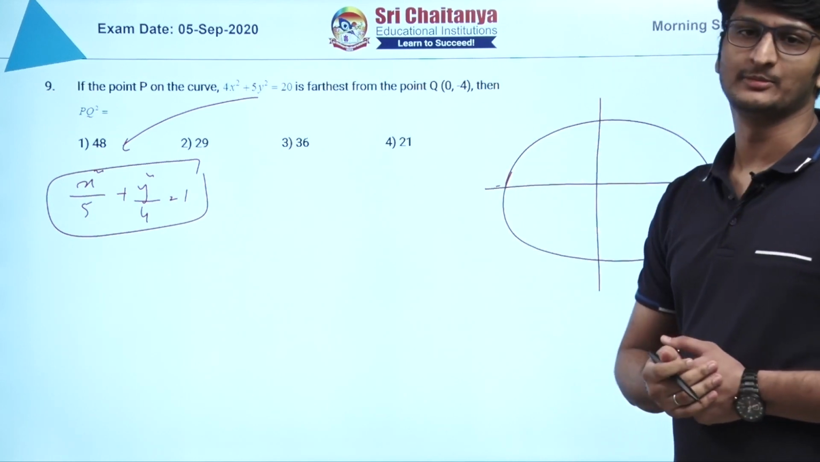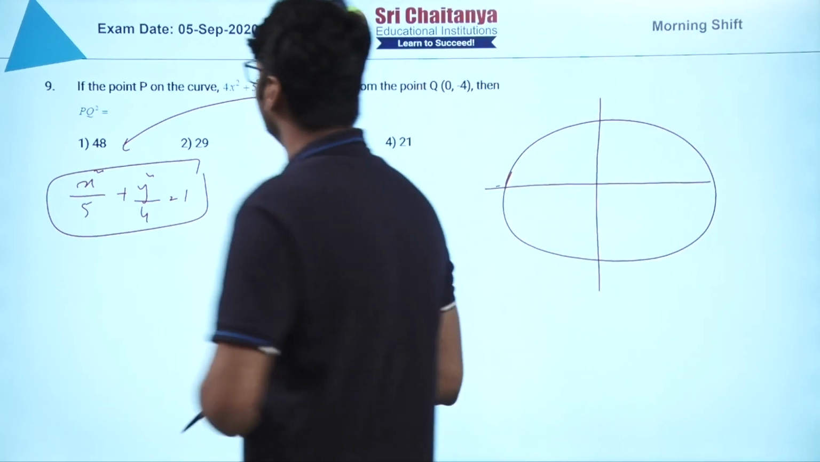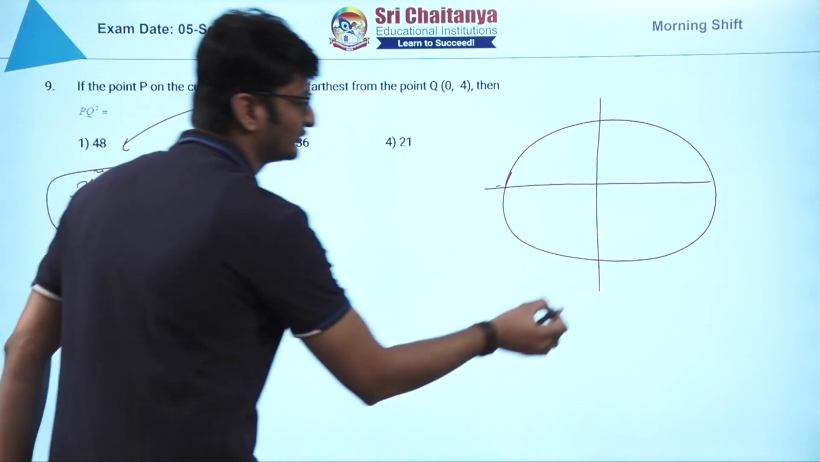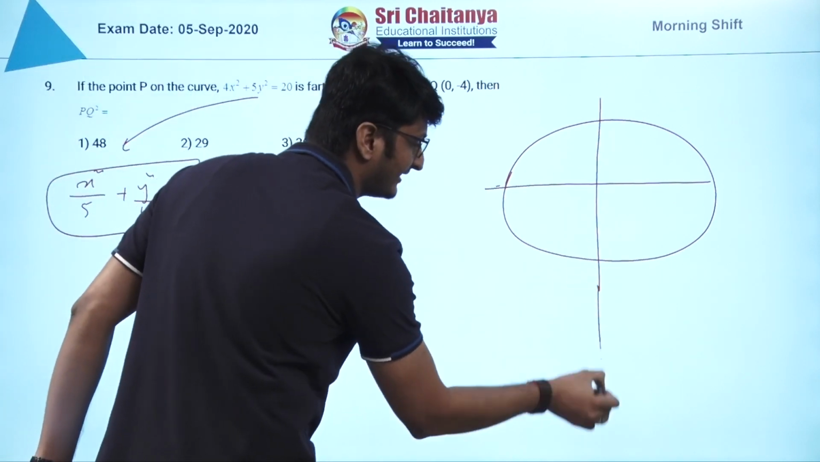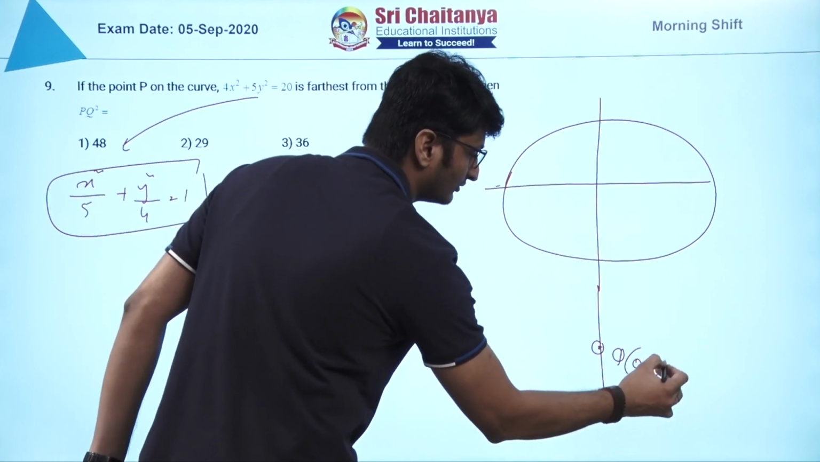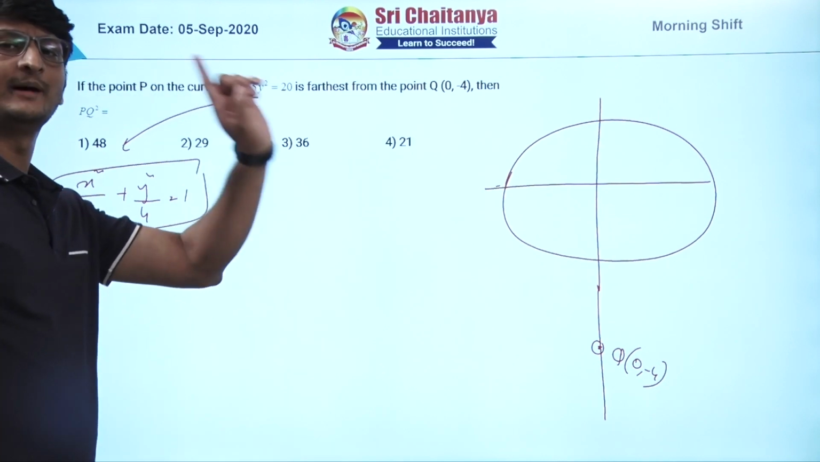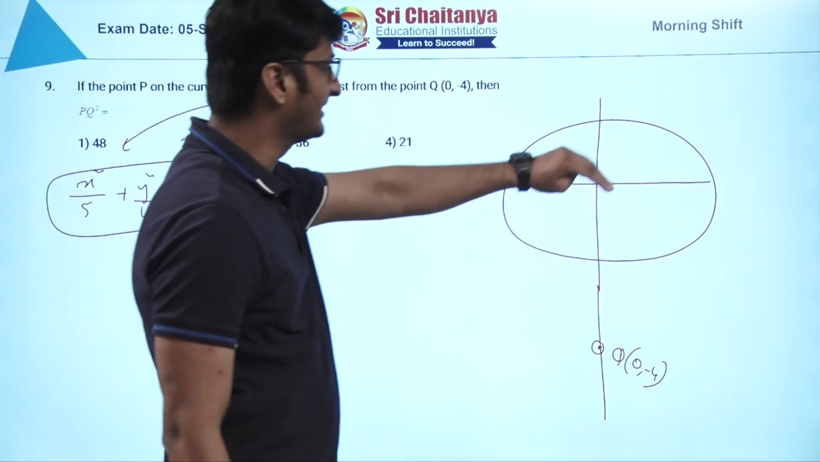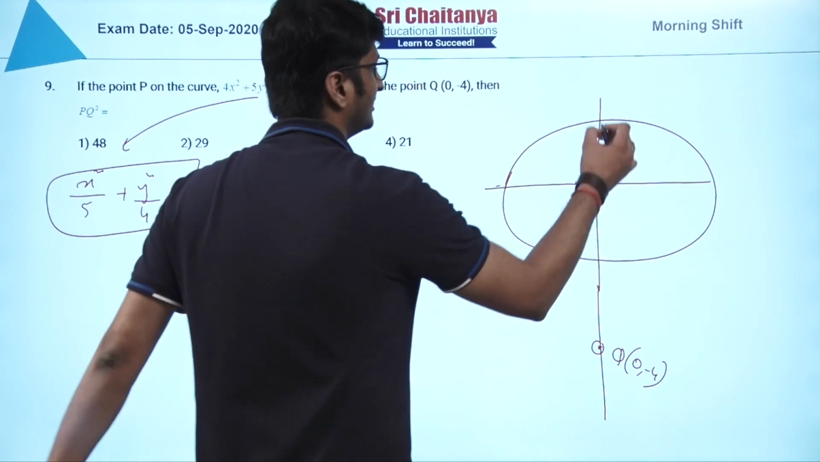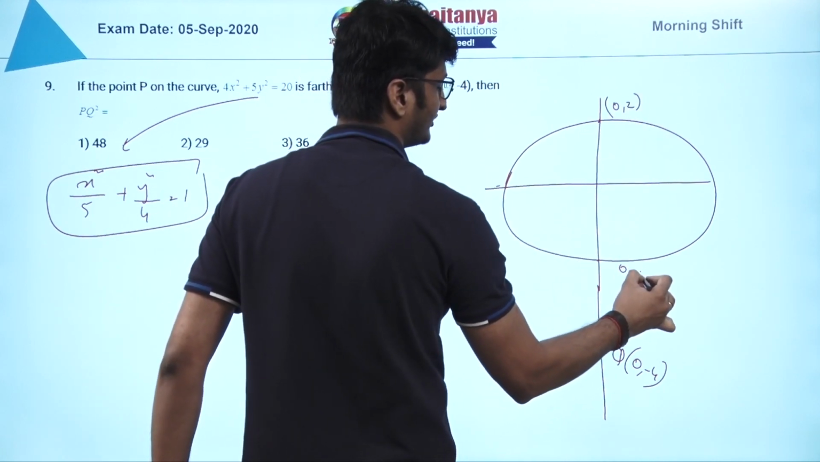Okay, fine. This is the proper diagram. Not exactly proper, but yeah, fine. So basically, the point Q is situated on the y-axis in the negative direction, somewhere here, 0, minus 4. If you see the vertices on the major axis and the minor axis, you can find this point is what, 0, 2, 0, minus 2.